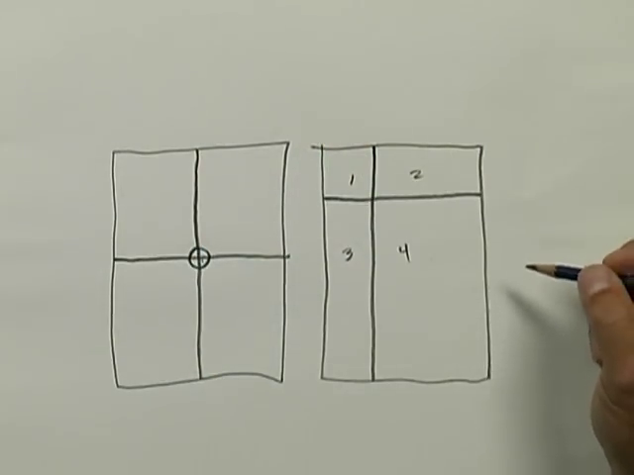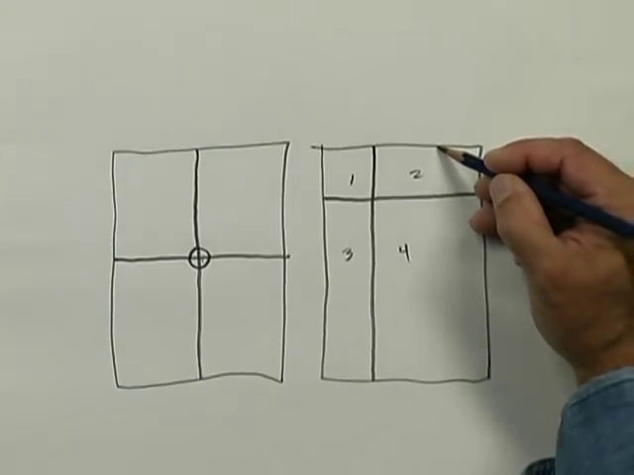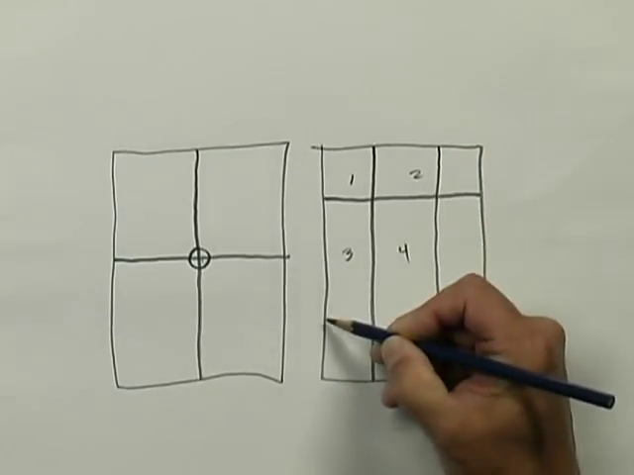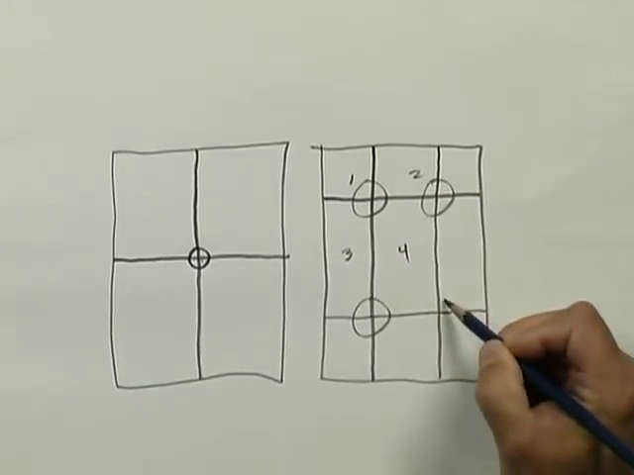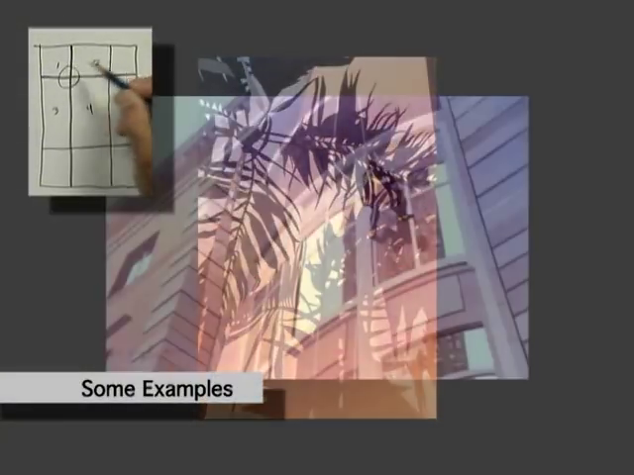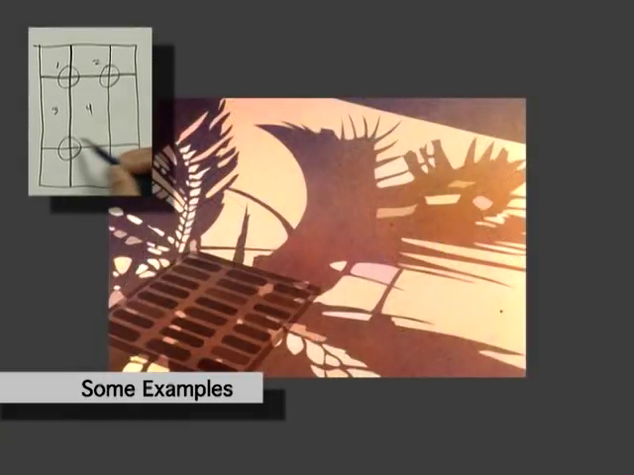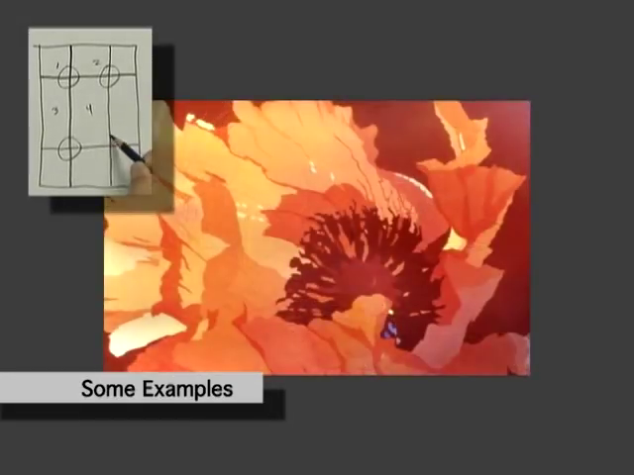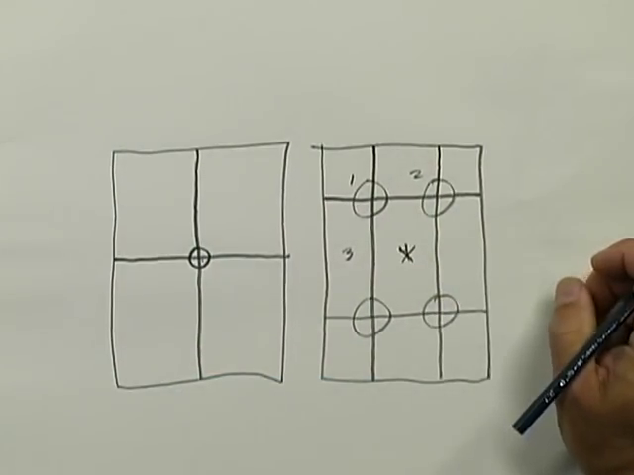So what I have a tendency to do is put my focal area in one of these four quadrants. Here, here, here, or here. Here, here, here, or here. I avoid this dead center right there.